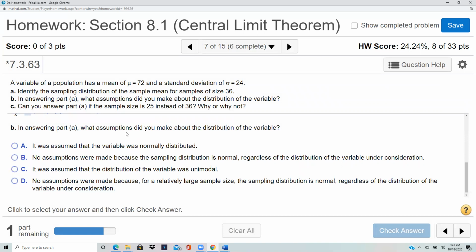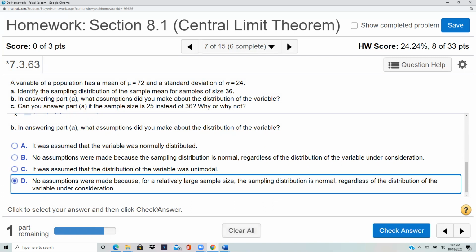In answering part A, what assumptions did you make about the distribution? We made no assumption because the sample size of 36 guaranteed us the normality. So we did not assume that the sampling distribution is normal. We know that it's normal by the central limit theorem. So no assumptions were made because the sampling distribution is normal regardless of the distribution. No assumptions were made because of the relatively large sample size.